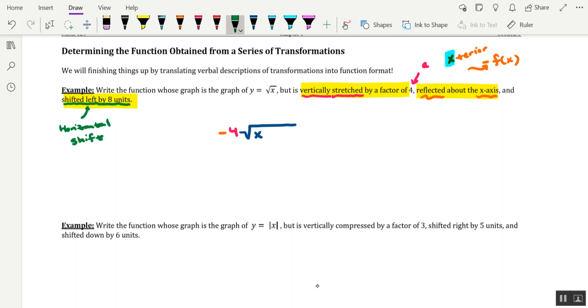So where do we insert this? Well, keep in mind that horizontal shifts always are represented by addition or subtraction directly to x, in other words, inside of the grouping symbols. And our grouping symbols here is the square root. So what I'm going to do inside the square root, directly after x, is write +8. And there are no other transformations to incorporate into our equation. Therefore, this is our answer, -4 times the square root of x plus 8.